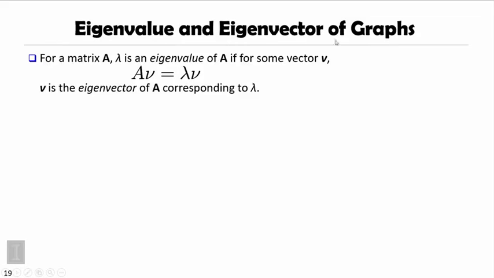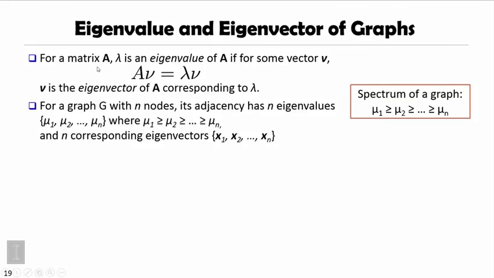Then we can see how we calculate the eigenvalues and eigenvectors of the graph. The eigenvalue computation is based on this formula, which is used very popularly in linear algebra and matrix computation. We're not getting into great detail, but the general idea is that you have a matrix A, and lambda is an eigenvalue of A. For some vector v, you will follow this equation. And v is the eigenvector, and lambda is the eigenvalue of A.